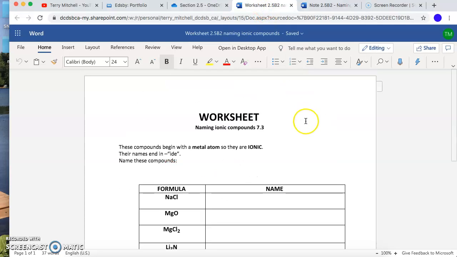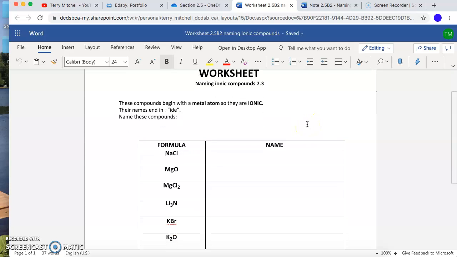And so your job today is to complete this worksheet. We have some chemical formulas here, and your job is to write out the name of them for me. Metal first, non-metal second, changing the ending of the non-metal to IDE. A couple of them are tricky. Chlorine becomes chloride. That's pretty easy. Bromine becomes bromide. That's pretty easy.